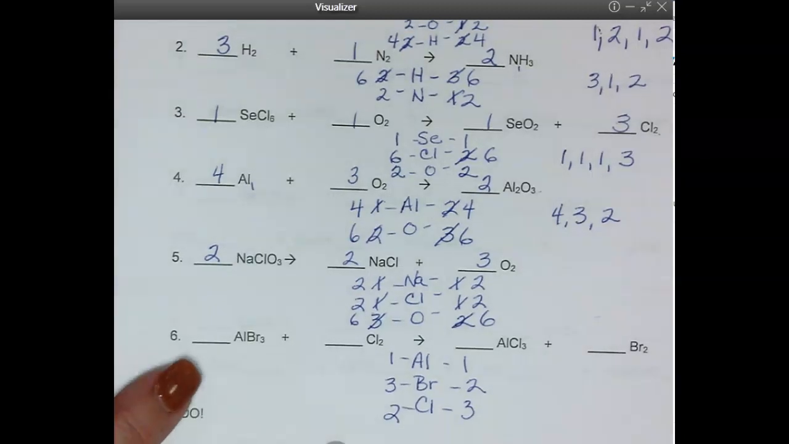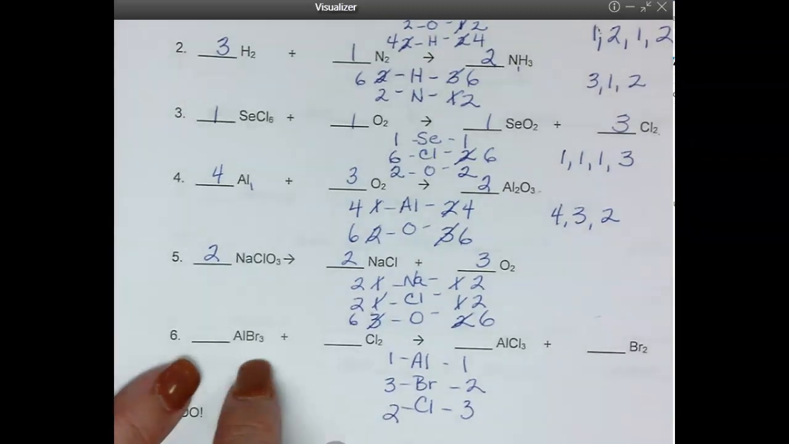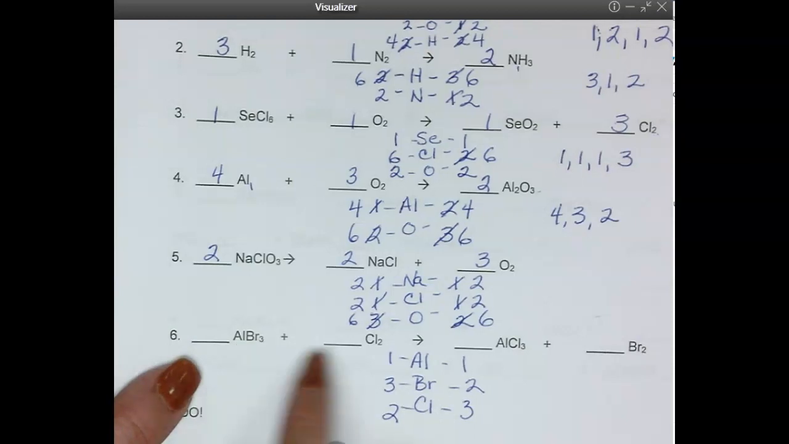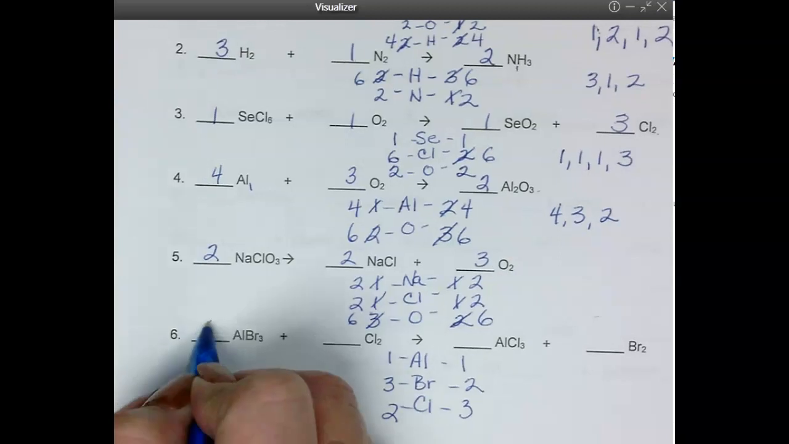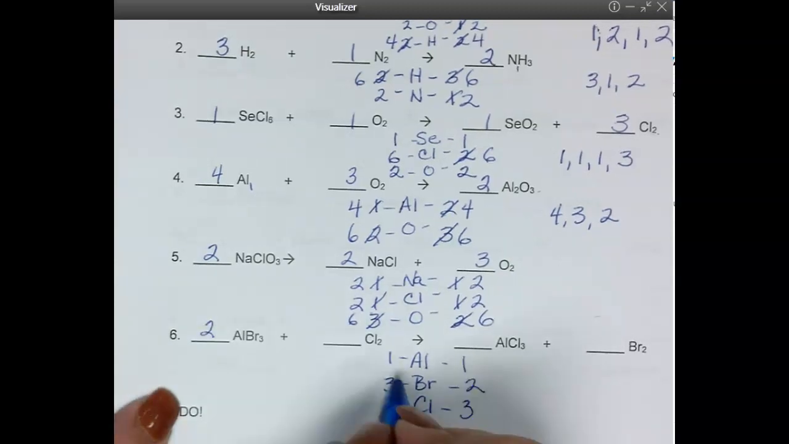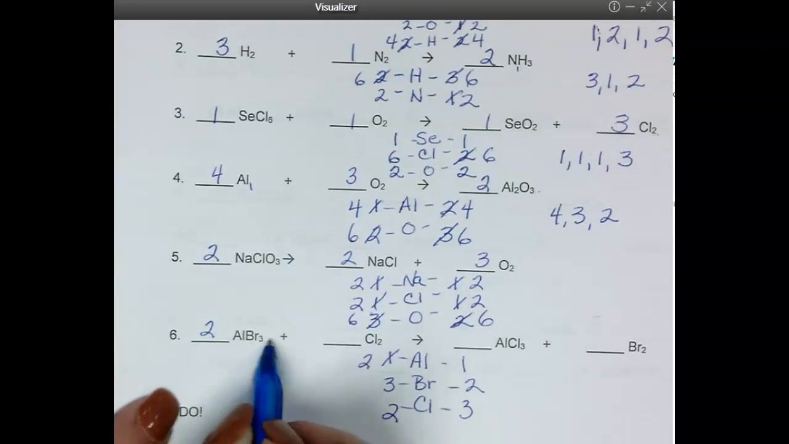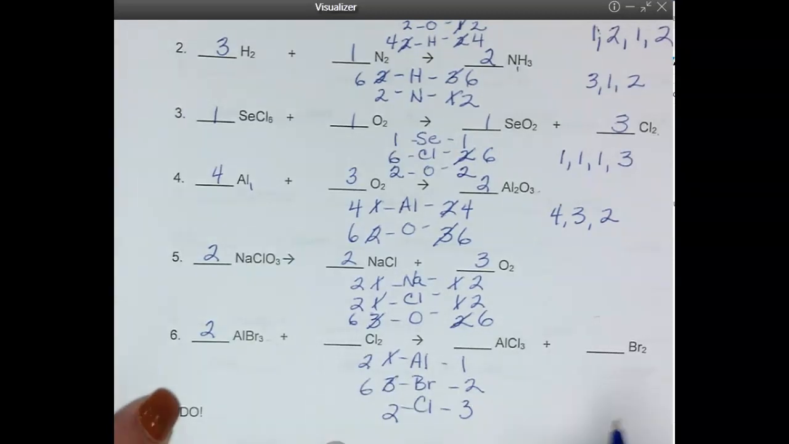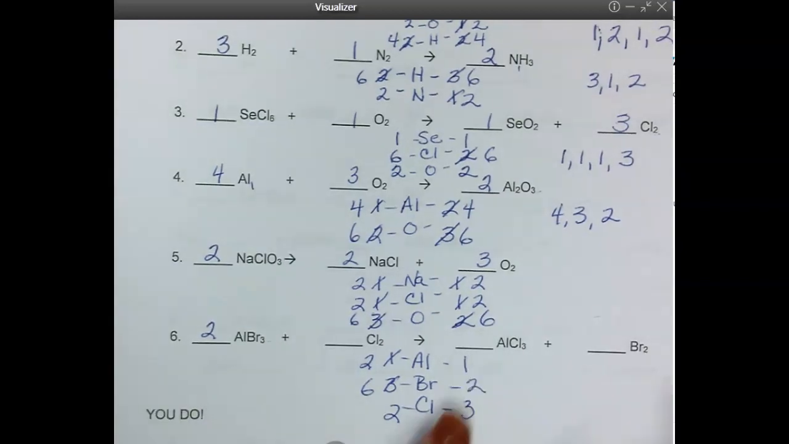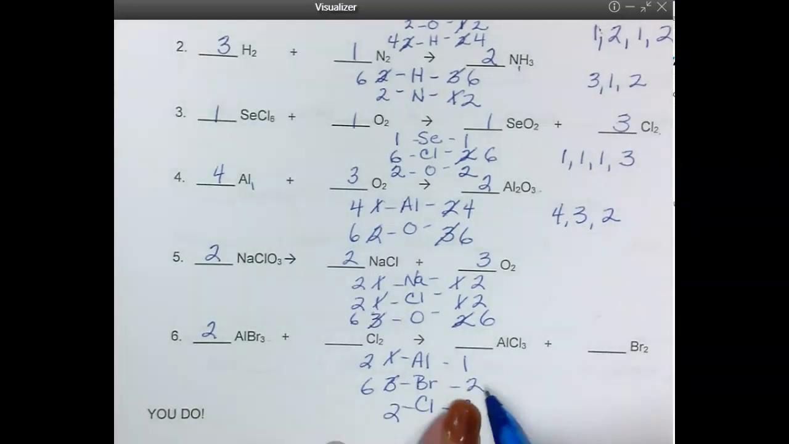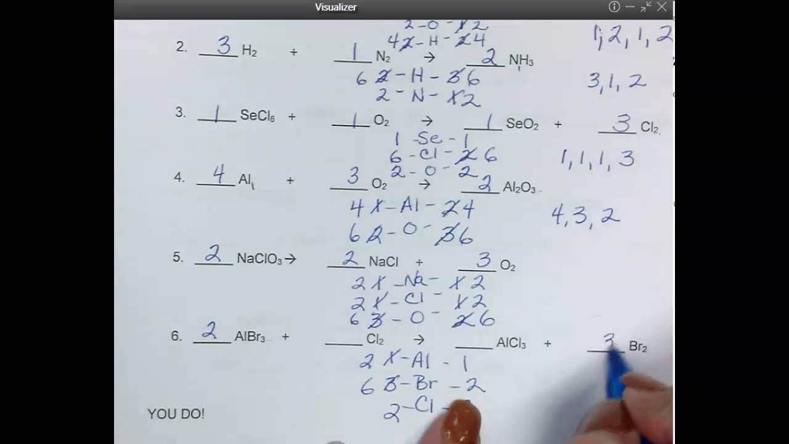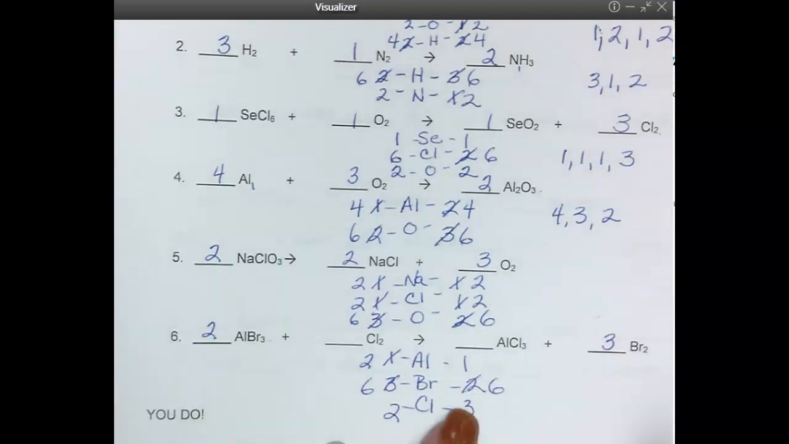So you can kind of start wherever. But since bromine is here, I'm probably going to go ahead and start with it. My chlorine is by itself here. So 2 and 3, same issue we've had before. I need to get these to be the same. 6 is where it's going to go. So if I have 2 of those, that's going to make 2 aluminum and 6 bromine, okay, which is what I was going for, the 6 bromine. I'm going to come over here and I want my 6 bromine. So I'm going to put a 3 there, and there's my 6 bromine.